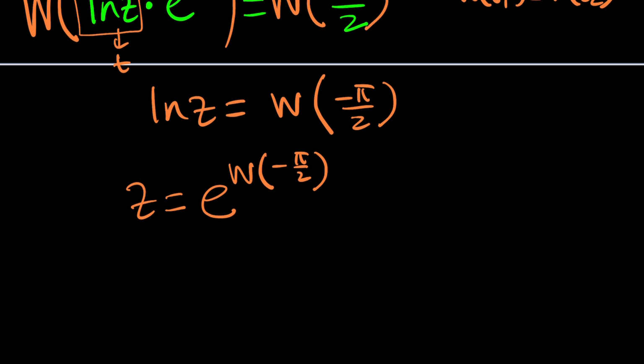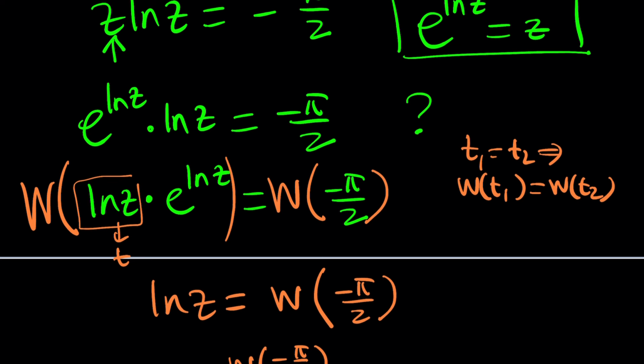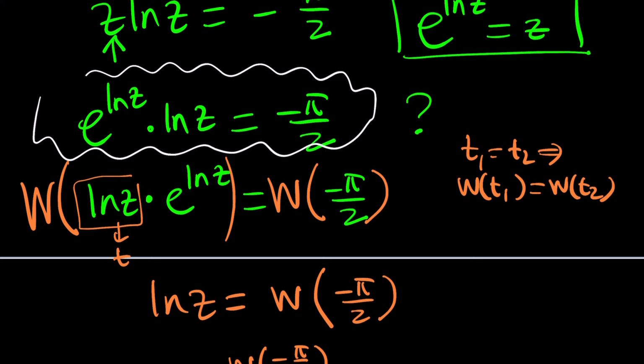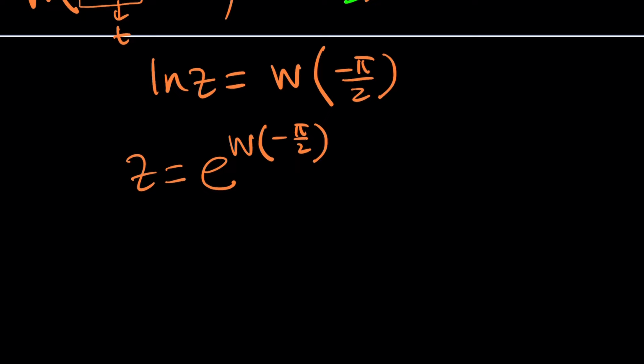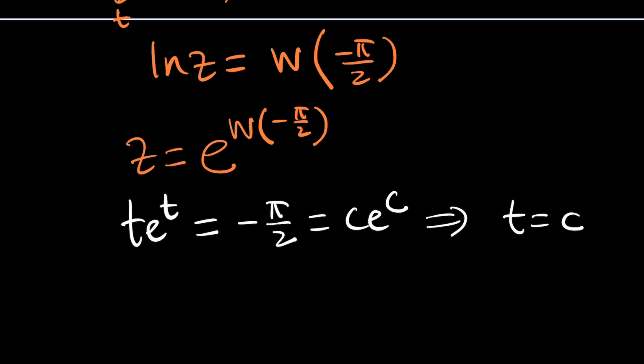But what exactly is this, right? Is there a better way to write it? Maybe. Let's find out. So notice that before we applied W to both sides, we were able to write the left-hand side in the form of t e to the t. Can we do something to the right-hand side as well? This is what I'm trying to say. If you have t e to the t equals negative pi over 2, can I write this as c e to the c, so I can just apply W on both sides and conclude that t is equal to c? At least that would be one of the solutions, right?